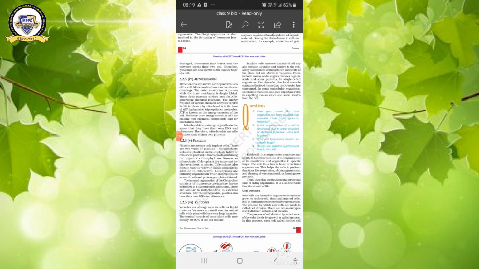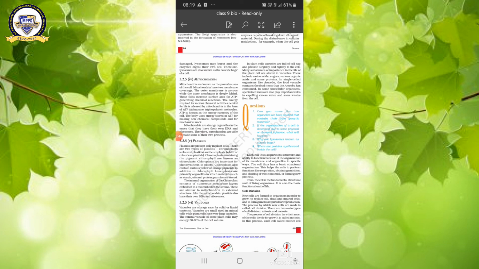In single cell organisms like amoeba, the food vacuole contains the food items that the amoeba has consumed. In some unicellular organisms, specialized vacuoles also play an important role in expelling excess water and some waste.